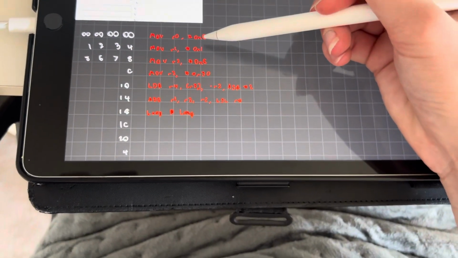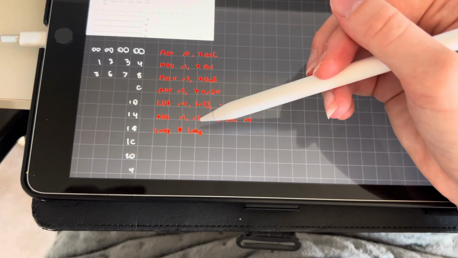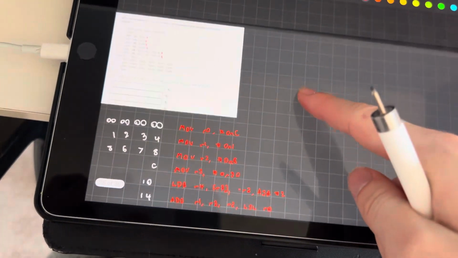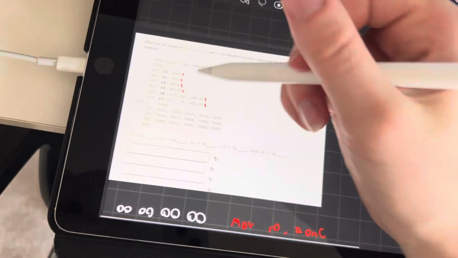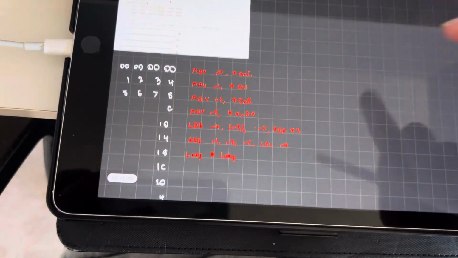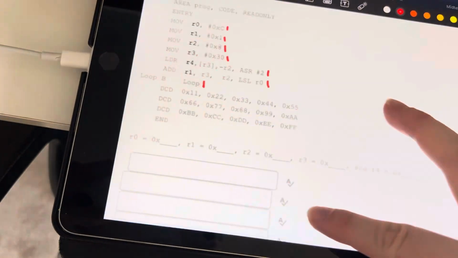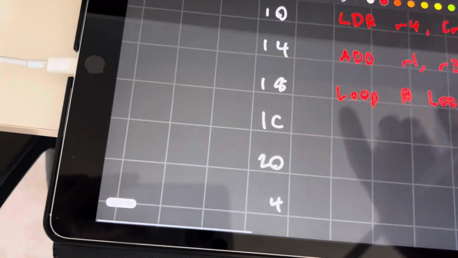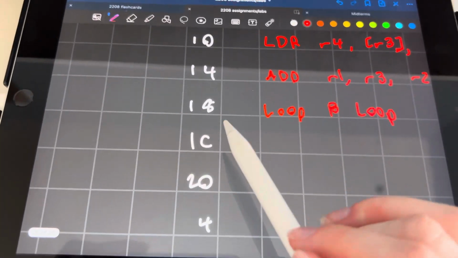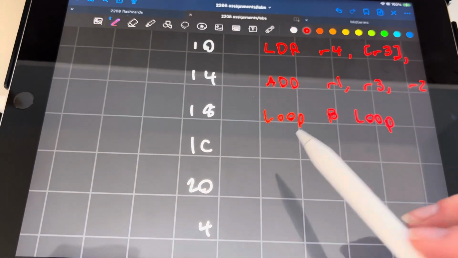I wrote them each out on its own line because they each take up 1 line in the memory. And then, same with loopy-loop. Sorry, that goes down loopy-loop. So then when we have the DCD, that's going to start here at 1C. Or sorry, it would technically be 19. It would start here.